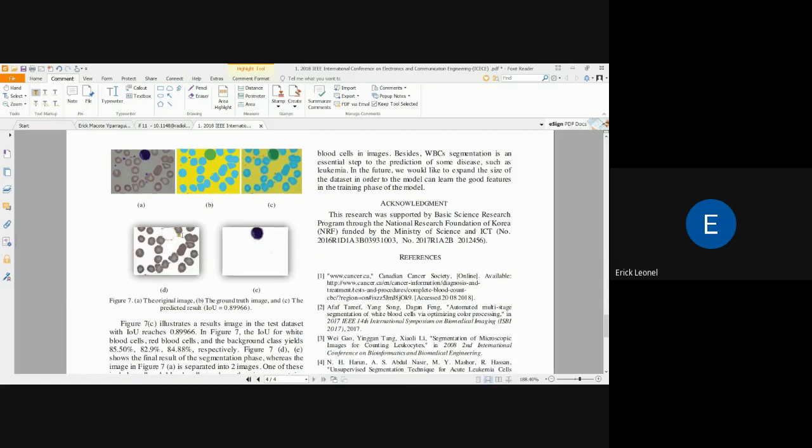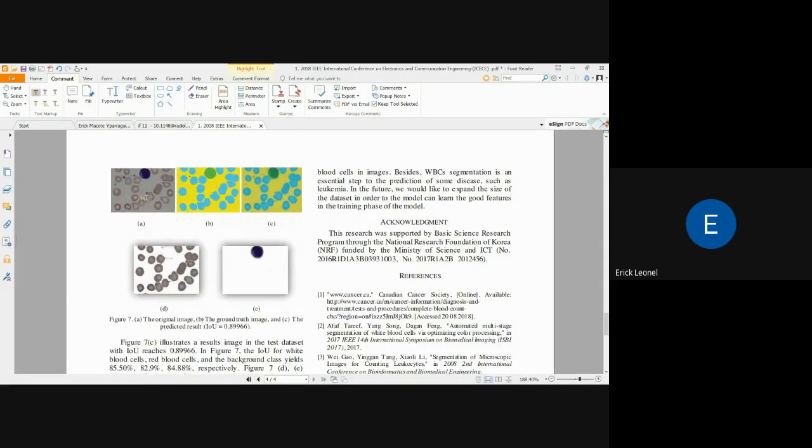In addition, A is separated into two images. One of these includes all the red blood cells, and the other image contains white blood cells, whereas D and E show the final results of the segmentation phase. So that's all. Thank you for your attention.